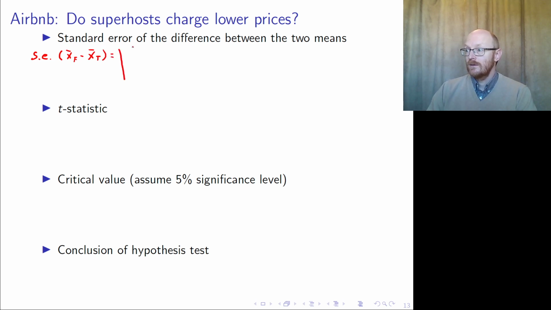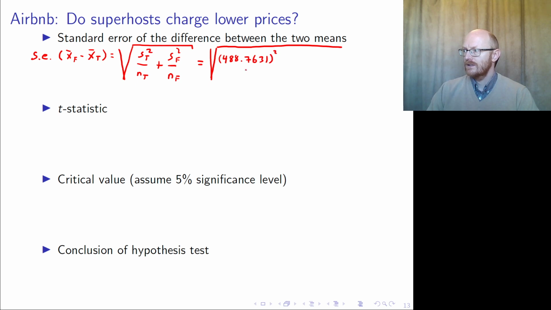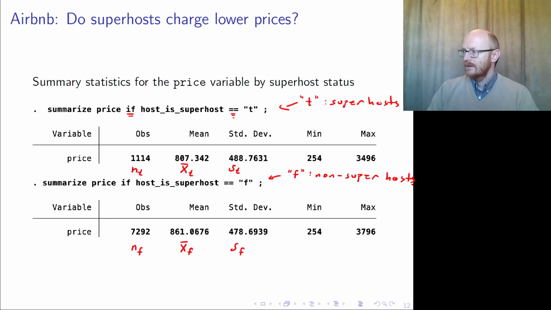which is equal to the standard deviation squared plus the sample standard deviation squared for the non-superhosts. And if we plug in the numbers, let's see, I've got my cheat sheet. Okay, so that would be 488.7631, and you square it, divided by 1114, and we check that, and you have the sample standard deviation here, and you square it, and you have the number of observations.